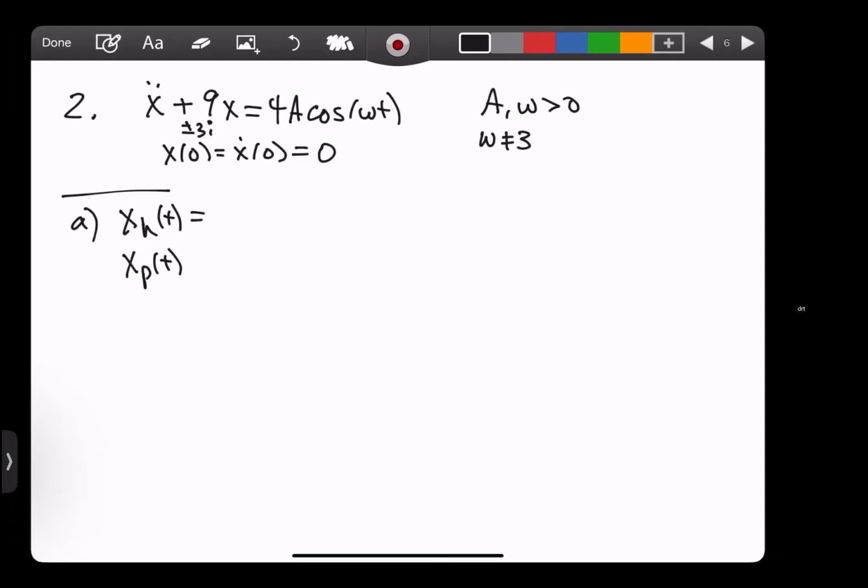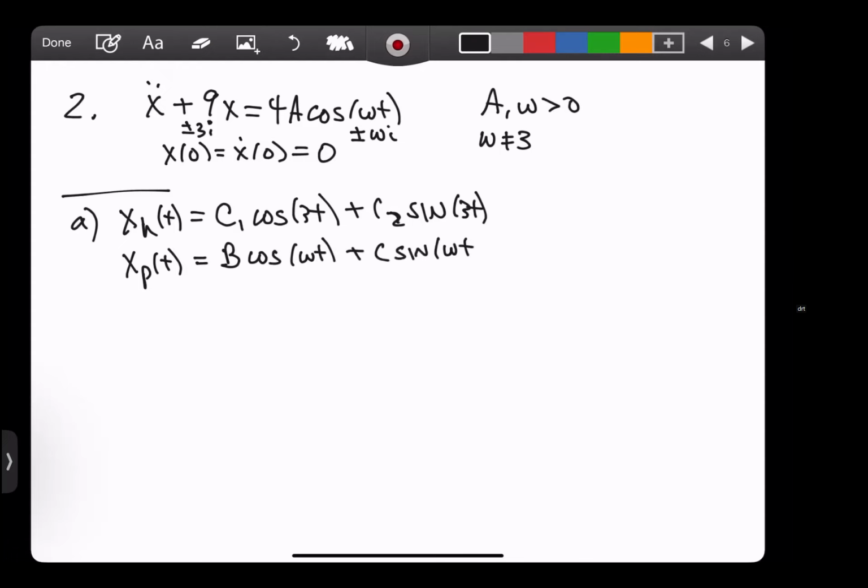So on the right, I have this cosine of omega t, and that corresponds to a plus or minus omega i. Now, that means that my xh is going to be c1 cos 3t plus c2 sine of 3t. And then for my particular solution, we already have an a as a parameter in the problem, so we're going to start with b cosine of omega t plus c sine of omega t, and then we're going to solve for b and c.